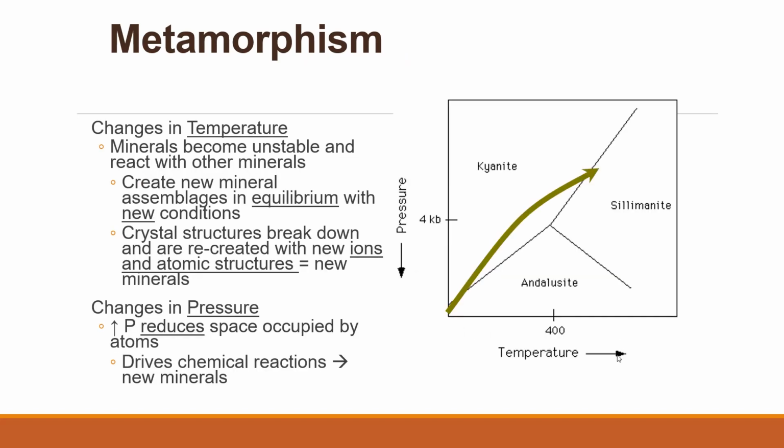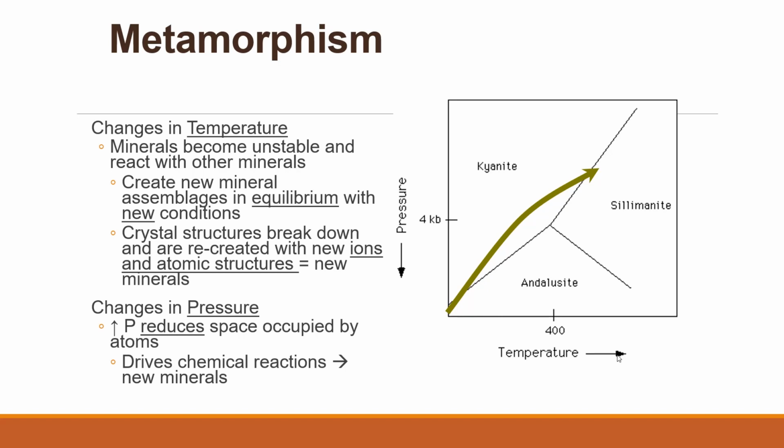With changes in temperature, minerals become unstable and react with other minerals, and so we create new mineral assemblages that are in equilibrium with the new conditions. The crystal structures break down and they're recreated with new ions and atomic structure, so we get new minerals. For changes in pressure, as we increase pressure, we reduce the space occupied by the atoms, so this will drive chemical reactions and create new minerals.